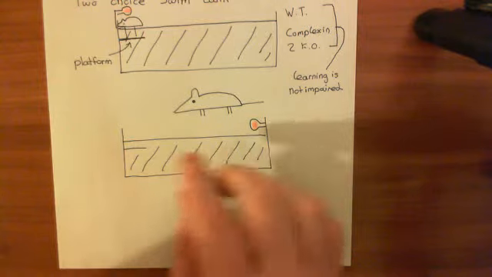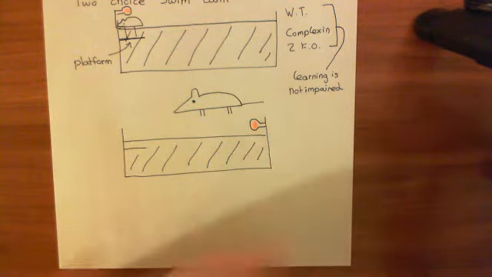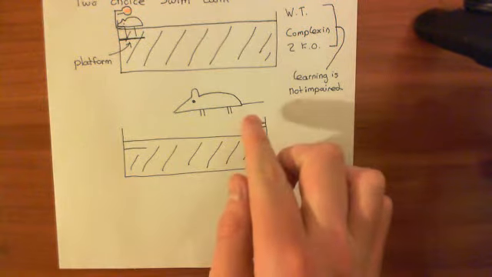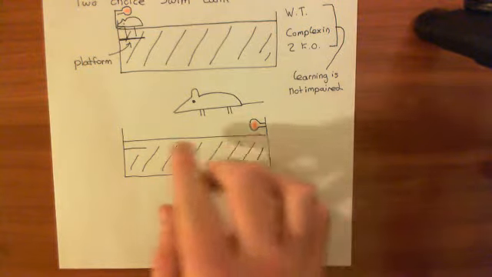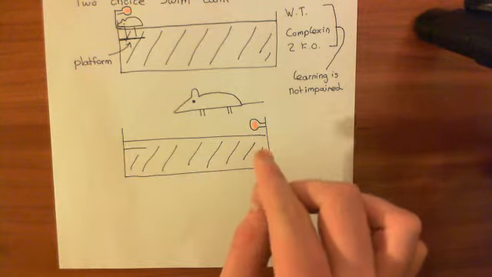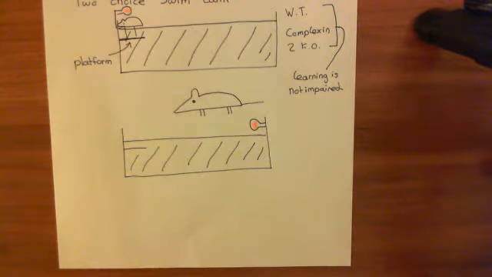And what happens is initially both the wild type and the complexin 2 knockout are going to swim towards the light because they think the platform is over by the light. However, if you continue this experiment, when they're put into this tank, they'll go over there, they'll find no platform, crisis, they'll have to continue swimming around and eventually they'll find the platform.